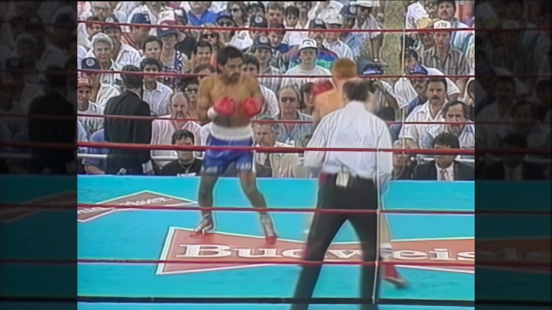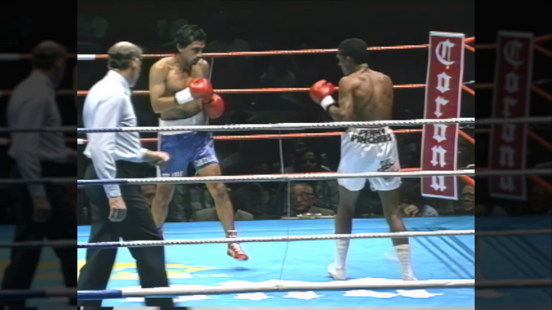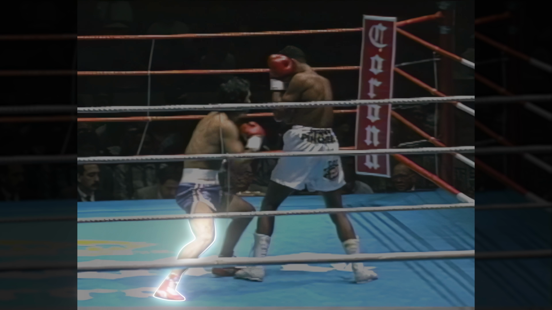Sidesteps. Sidesteps are also taught early in boxing. To sidestep, you shift your weight onto one foot, then push off that foot to step in the opposite direction.